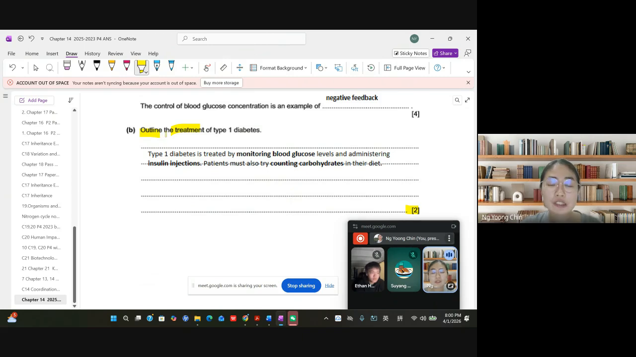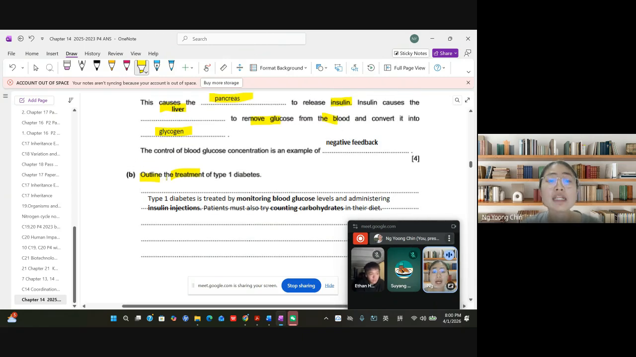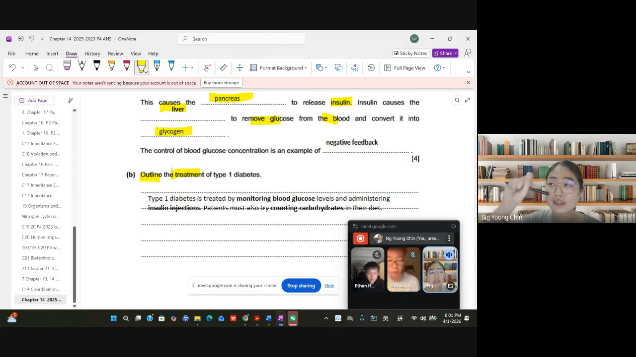Okay, whenever the question asks about "outline", outline is just something like listing down. It's not described. Outline refers to you just needing to list down your answer, but in a complete sentence. No need to describe in too much detail.